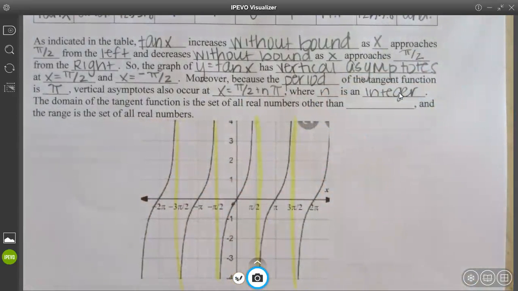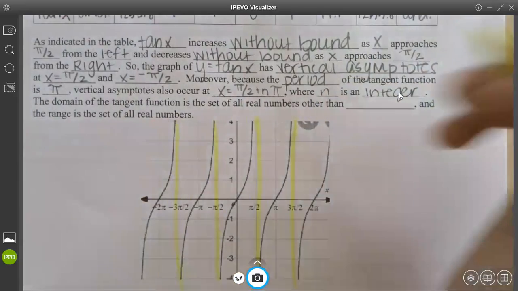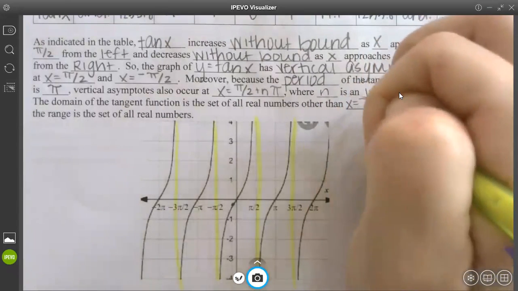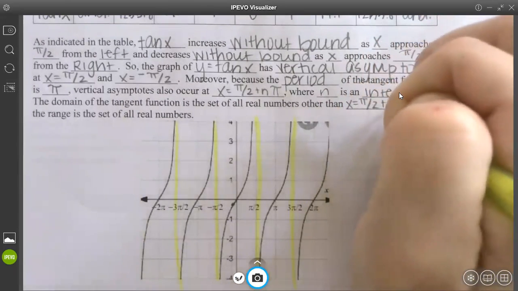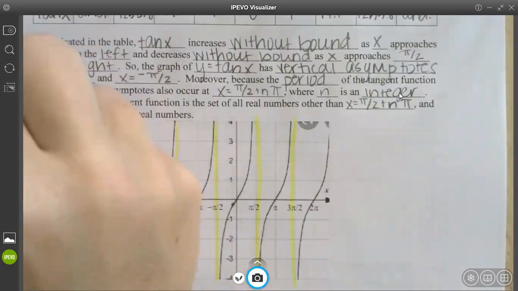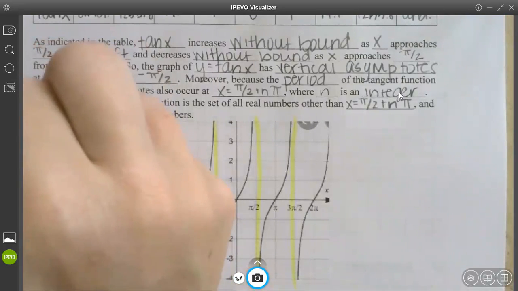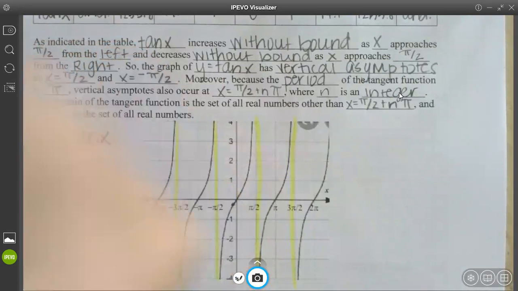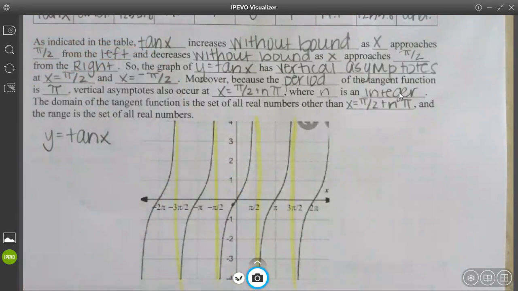The domain of the tangent function is the set of all real numbers other than x equals pi over 2 plus n pi, because all of those are going to be vertical asymptotes, so they are undefined. And the range is the set of all real numbers. Why? Because it goes all the way from the bottom to the top without any holes. This is just the basic y equals tan x. We didn't do anything to it.